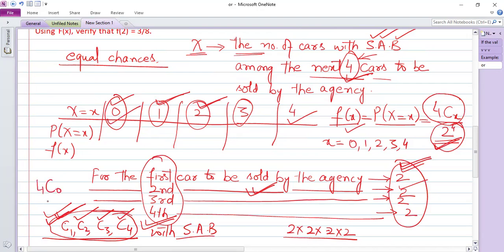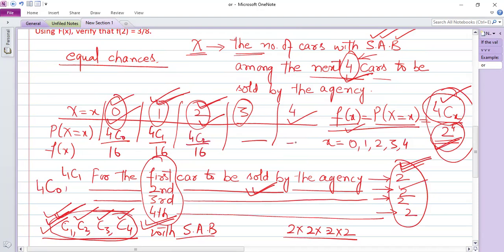That is nothing but 4C0. Out of these four cars, in how many ways can I select one car with side airbag? That is 4C1. Similarly, for two cars it will be 4C2, and so on. I have discussed these combinations in great detail in our very first lecture on random variable, so if someone is interested, he or she may watch that lecture. So this is the formula for our probability mass function. One by one we can substitute: 4C0 divided by 16, 4C1 divided by 16, 4C2 divided by 16, and so on. What is this 16? It is nothing but 2 raised to power 4.